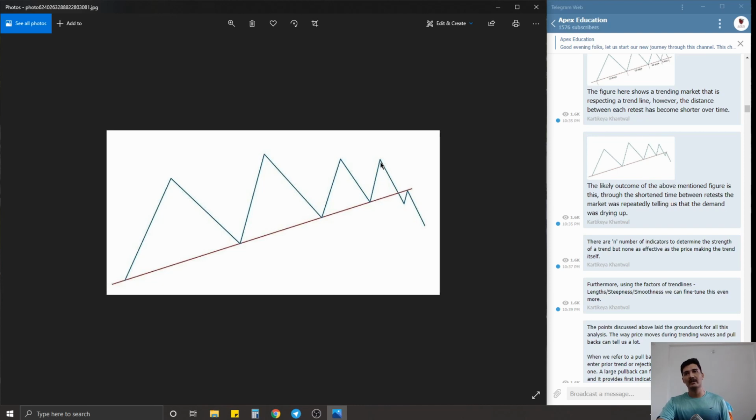Yet again, it made a similar high or even a slightly lower high, which shows further weakness, and then it resulted in a break of the trend line, which then had a role reversal and then a complete transition into lower low, lower high formation.